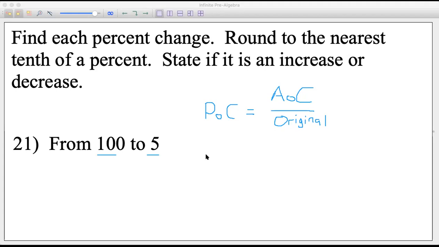So step number 1 is you plug the numbers into your formula. There's my formula. Step number 2, you do this division. In our example right here, the amount of change is 95. Where did I get that from? 100 minus 5 is 95. The original number is 100. Step number 1 is you plug in the numbers. Step number 2, do this division. Percent of change, amount of change, that's going to be big number minus small number. If you want to put that instead, you can.